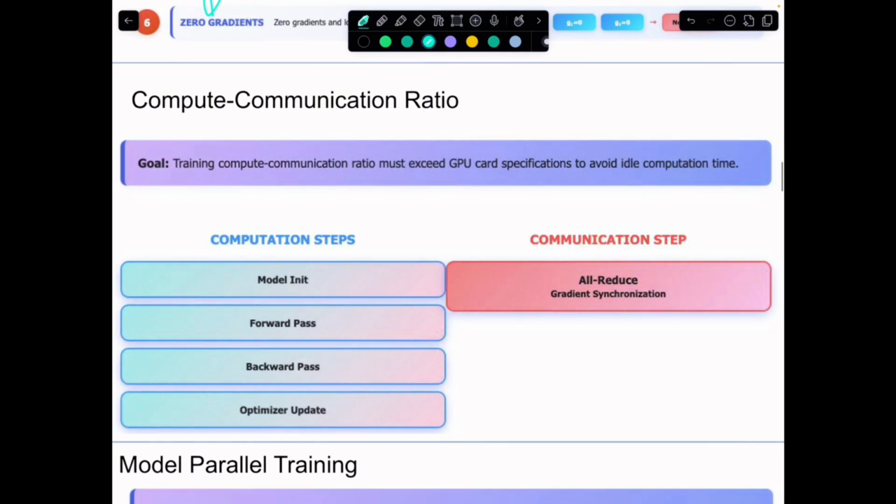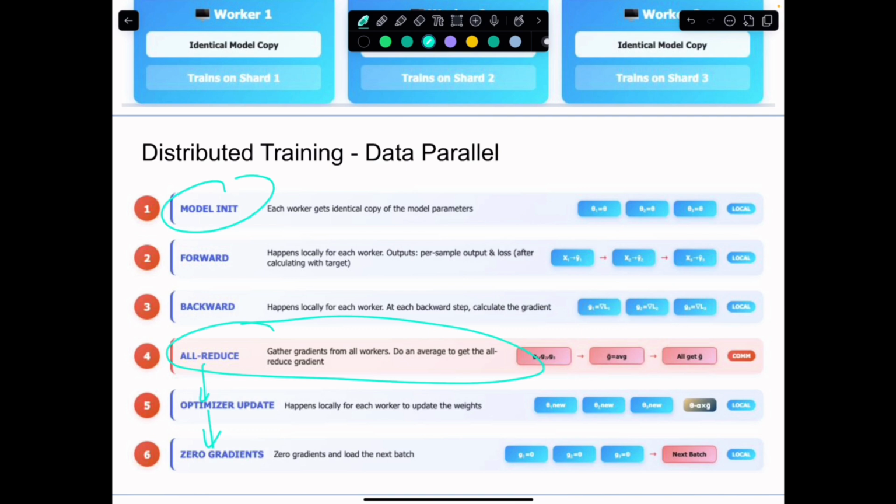Another concept here is the compute communication ratio. Remember previously we talked about data parallel.